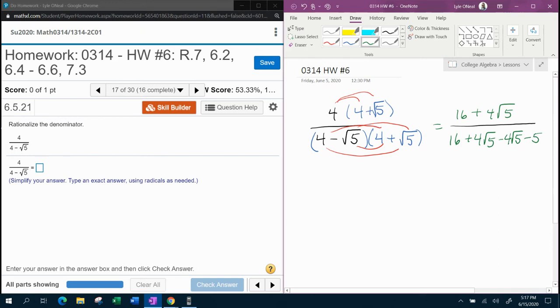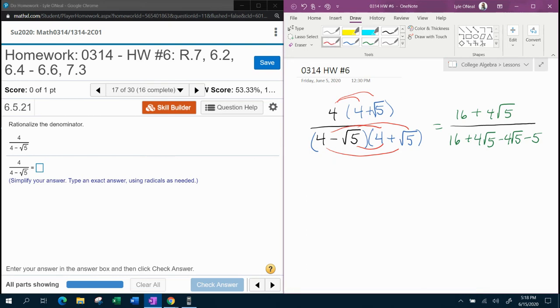And if you're going, what just happened there? Remember, square root times a square root means you multiply the radicands. So that would be the square root of 5 times 5, which is the square root of 25, which is 5, okay? So I simplified there mentally.